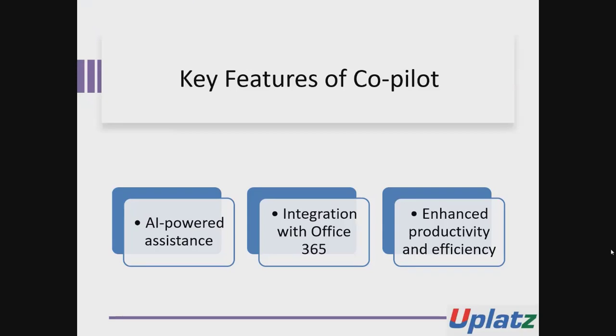So in order to get the key features of Copilot, we see that it's the AI powered assistance. That's the first and foremost part. We can integrate this with Office 365. The integration with Office 365 is important and it enhances productivity and efficiency.